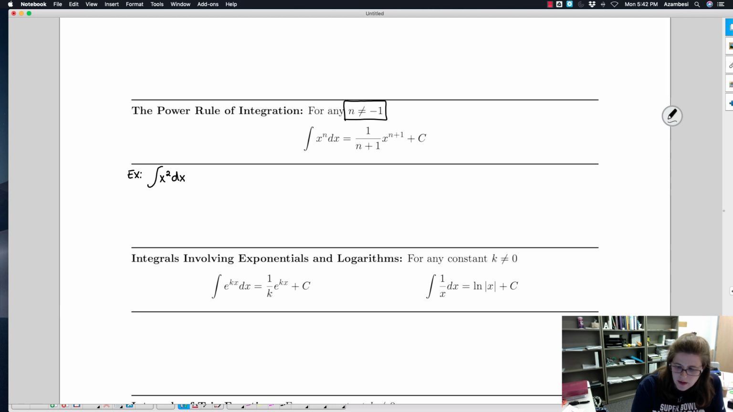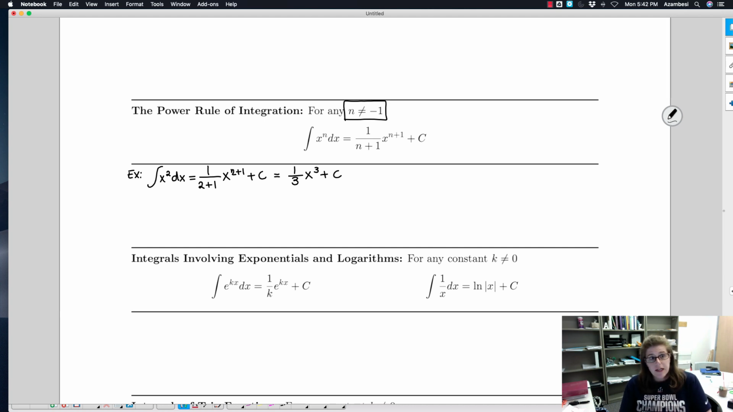So if we were to try and work some of these, say we want to work with x squared dx, then this is my n equal to 2, so I get 1 over 2 plus 1 times x to the 2 plus 1, n plus 1, plus c. If we simplify that, I end up with 1/3 x cubed plus c.